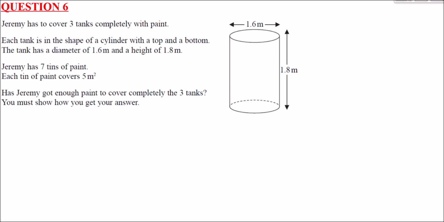Okay, now this is a question about surface area. We don't paint inside the tank, so it's not a volume question. We paint the surface, so it relates to the surface area. Now each cylinder's got a top and a bottom. So the top is going to be circular, as you can see, like so. And we have to paint the sides as well. The sides are going to be the curved surface. So we just paint the top and the bottom and this surface.